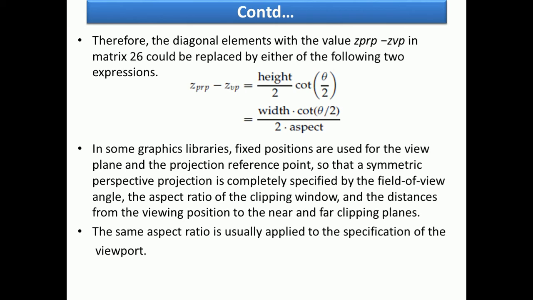In some graphics libraries, fixed positions are used for the view plane and the projection reference point, so that a symmetric perspective projection is completely specified by the field of view angle, the aspect ratio of the clipping window, and the distances from the viewing position to the near and far clipping planes. The same aspect ratio is usually applied to the specification of the viewport.